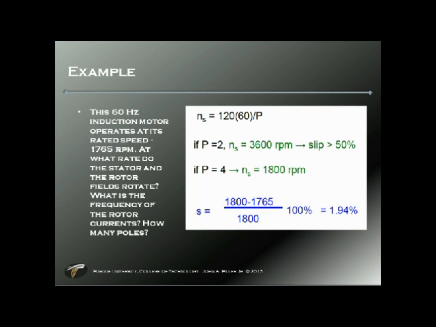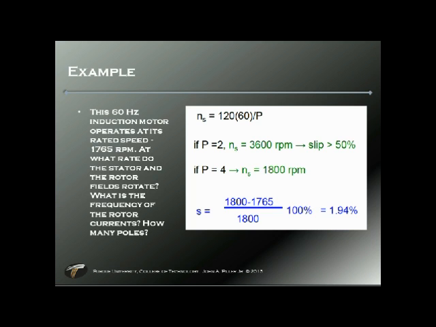Alright, now I've talked about that, let's do a real quick example so that we can get a better idea of what we're talking about. This is a 60 hertz induction motor. It operates at a rated speed of 1765 RPM. At what rate do the stator and the rotor fields rotate? What is the frequency of the rotor currents, and how many poles does this machine have?